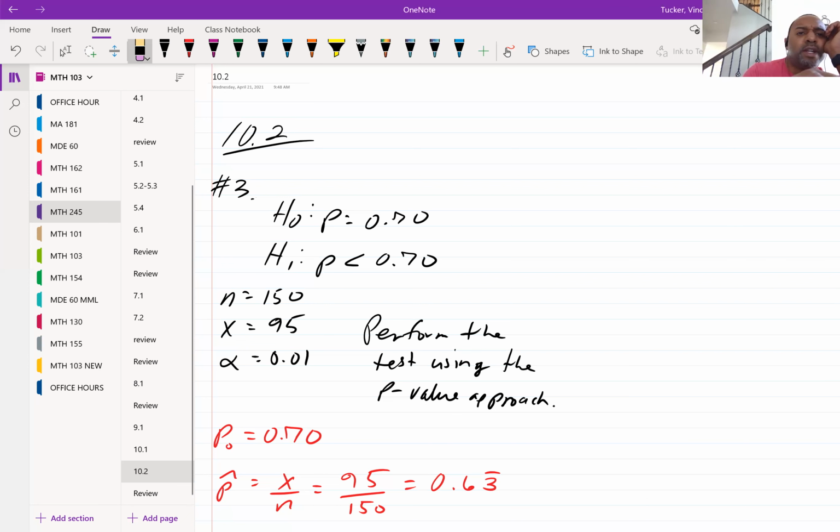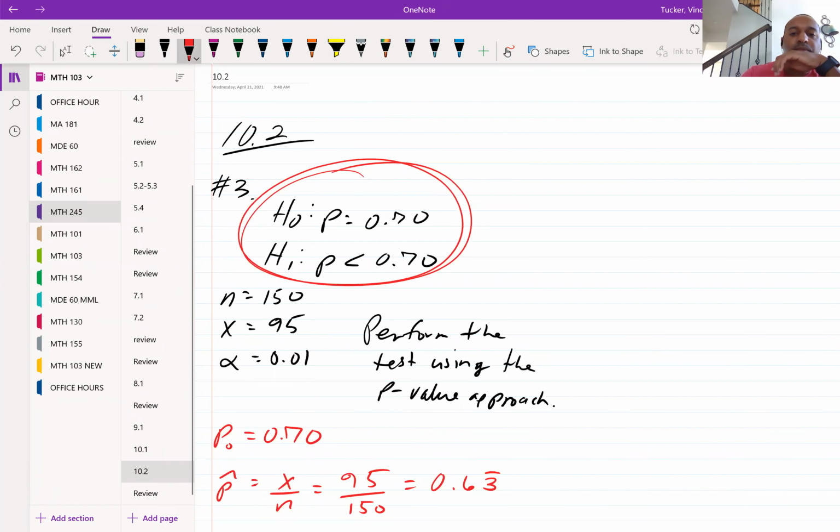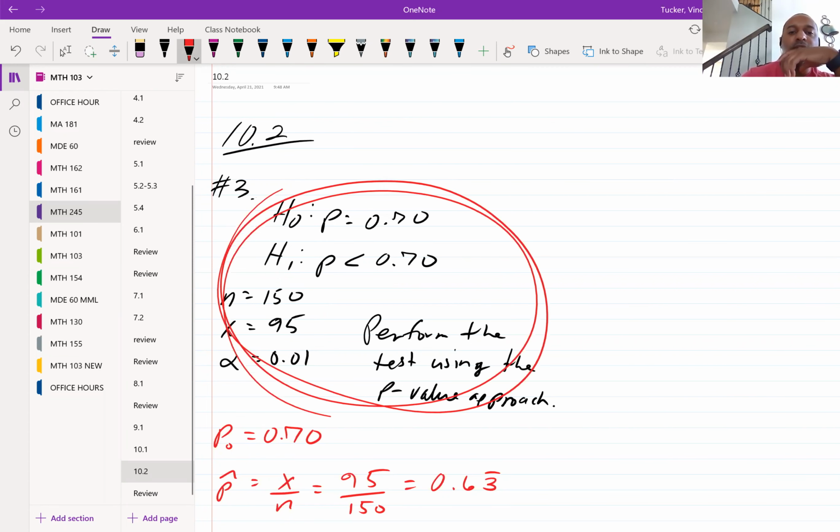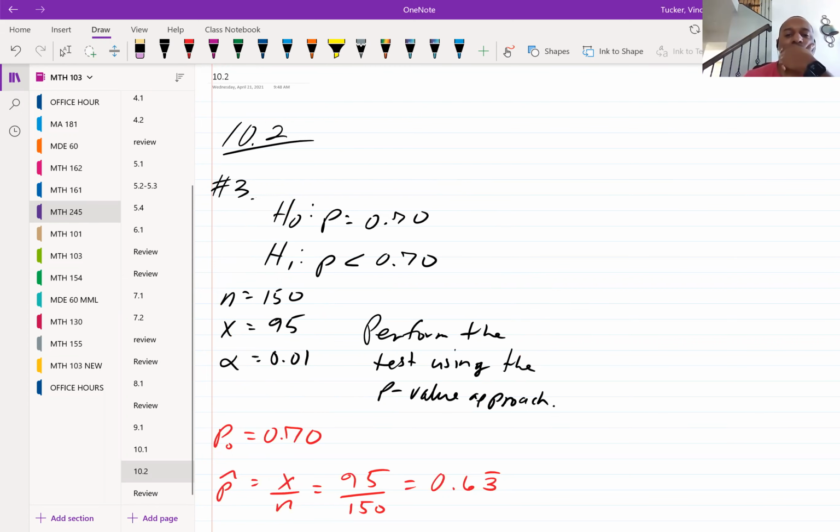This is number 3 from 10.2. In this case, they gave us this, and they give us this. And they say perform the test using the p-value approach. So this is the stuff that's given. Now, there are some problems that actually have word problems attached to them, so there are further problems down, but in this case, they actually give you all of it.